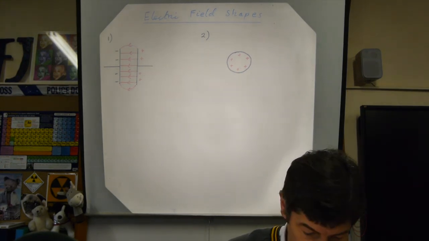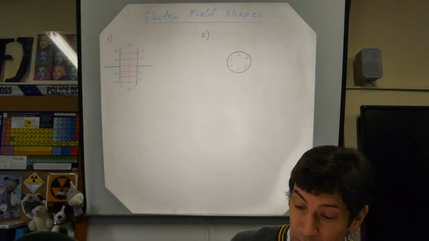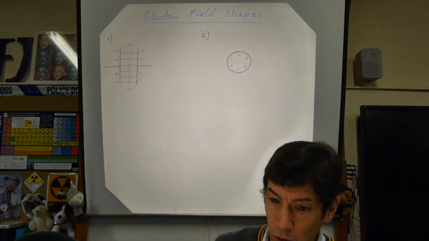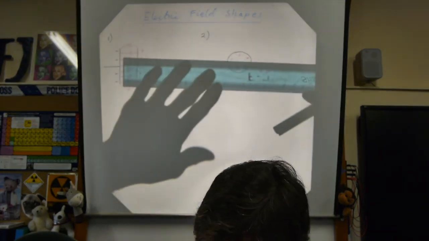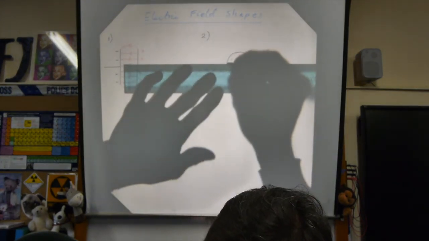So let's draw the electric field on. This comes up a little bit in exams. Draw 4, draw 8 field lines on the object. Okay, so it's a radial field.